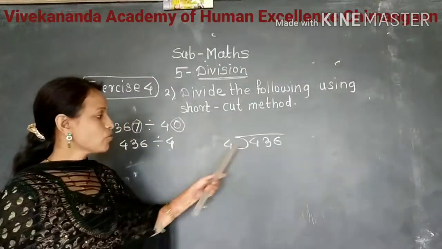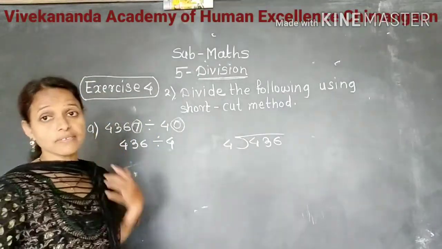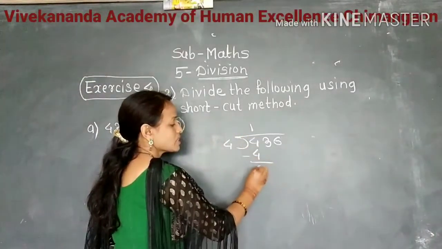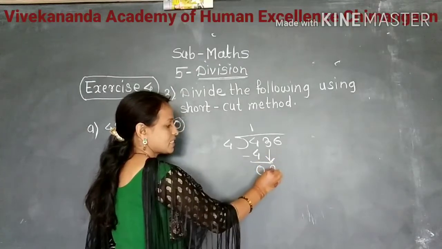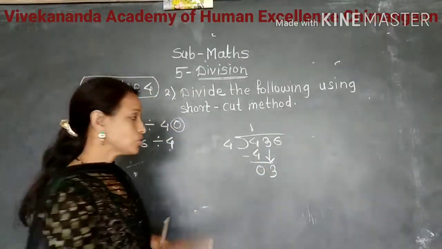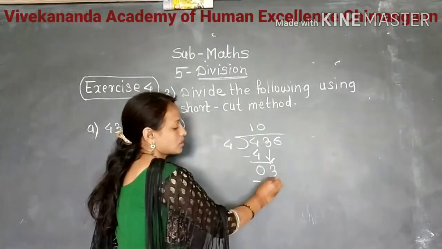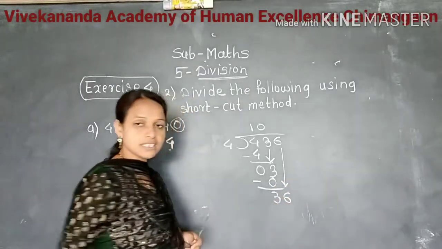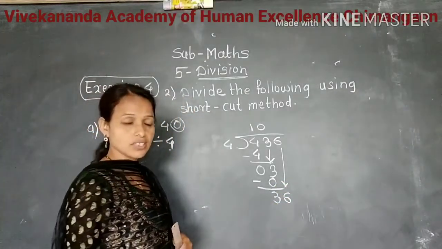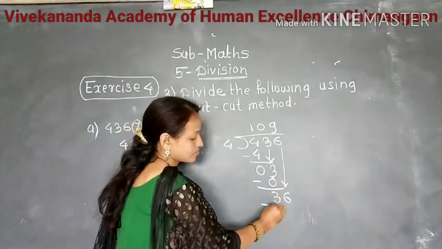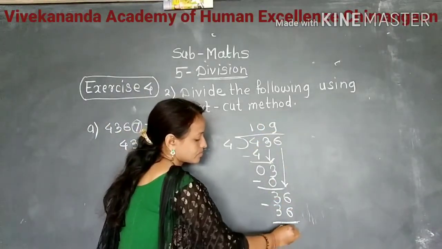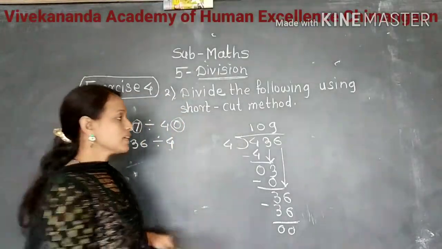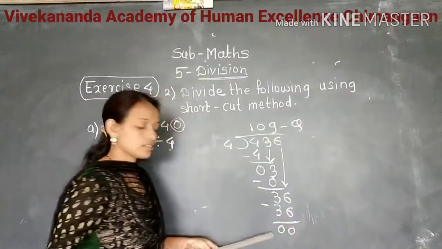Now first we divide 4 by 4. 4 ones are 4, so quotient 1. 4 minus 4 is 0. Next digit is 3. 3 is less than 4, so quotient will be 0. 3 minus 0 is 3. Next is 6, so 36. 4 nines are 36, so quotient will be 9. So here we get the answer 109. 109 is the quotient and 0 is the remainder.